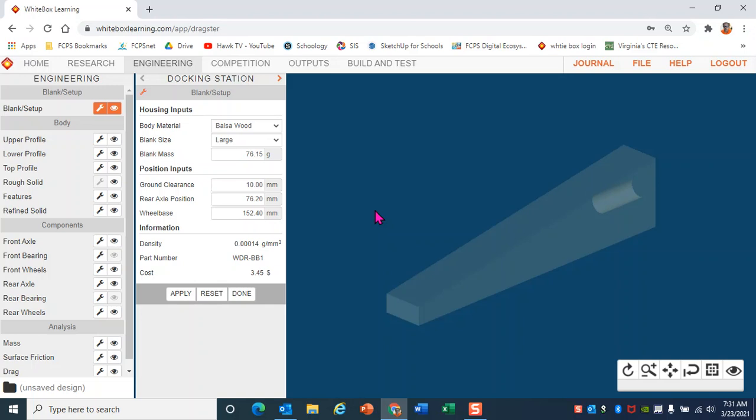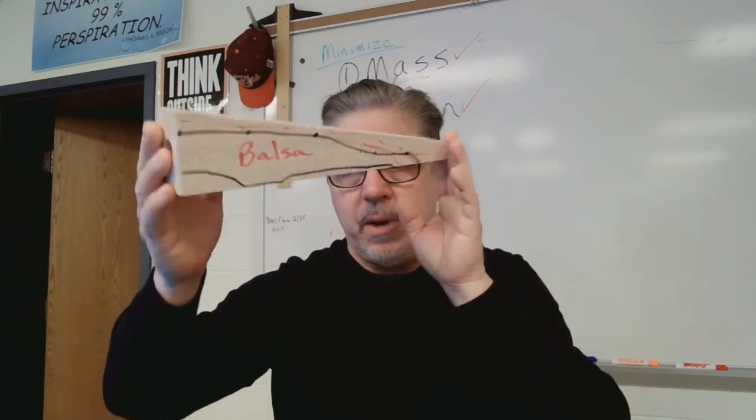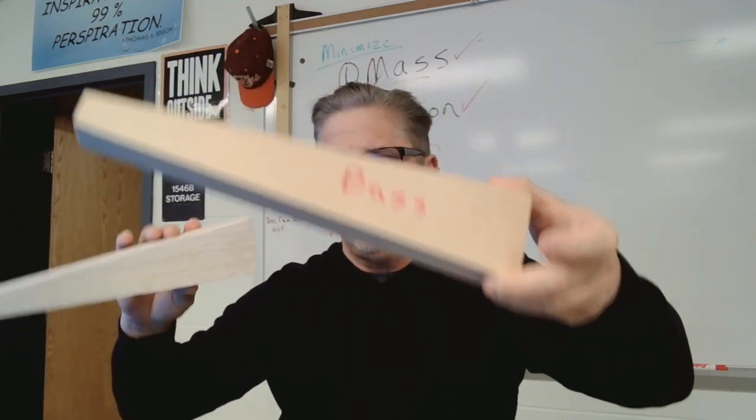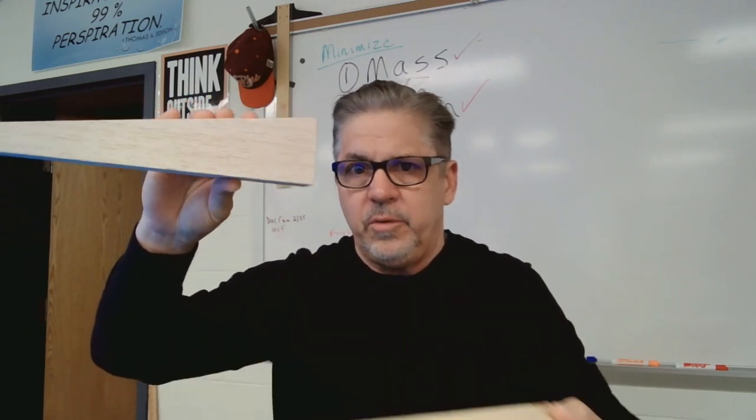So first step in building a Dragster, we start with a wood blank. And that's what appears on the screen. That is step one in building our Dragster. So we want to be able to see the blank. And students that are in my class have seen me hold these up many, many times. This is a balsa wood blank. We also have basswood. We're going to be using the balsa wood. It is the lighter of the two woods.